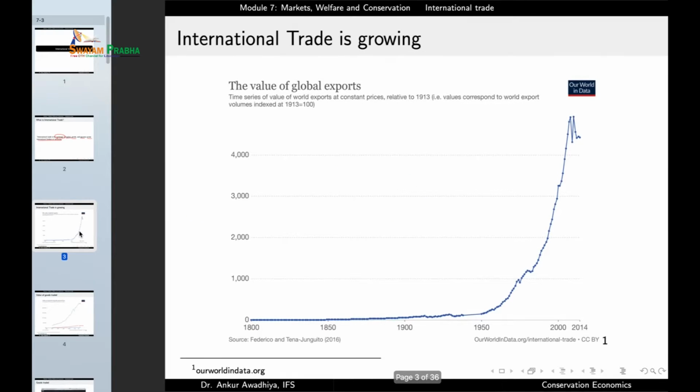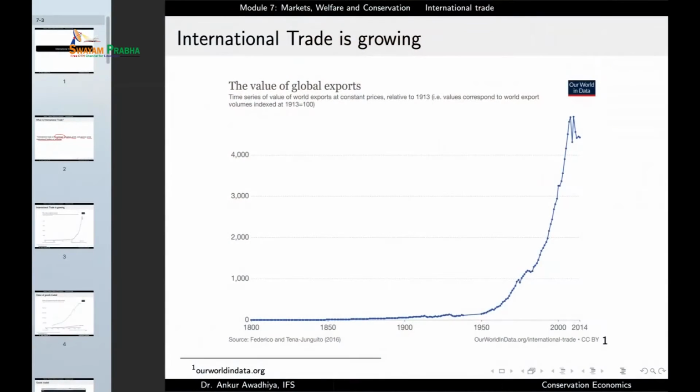And over time, what we have observed is that international trade is growing. If we look at the value of global exports over time, in this case we are taking a time series of the value of world exports at constant prices relative to 1913. That is, values correspond to world global volumes indexed at 1913 equal to 100. What we are saying here is that if 1913 values are taken to be 100, what are the current values and what have been the values over a long period of history? This is what we are trying to look at in this particular graph.